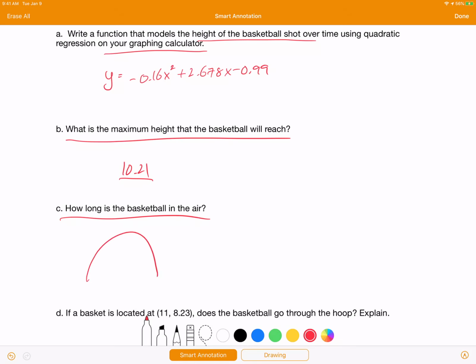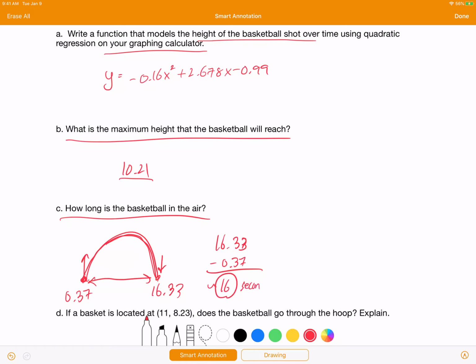So what that means for us is that if this is your parabolic shape, one of the x values happens at 0.37, and the other value happens at 16.33. This is the duration from the first x-intercept to the second x-intercept. That's how long the basketball is in the air. Because as soon as you started shooting up the basketball from when the ground was at 0, and then it comes down back to the ground level, that's when it's up in the air. So you will have to subtract these guys. 16.33 minus 0.37. So roughly 16 seconds is what you're looking for.